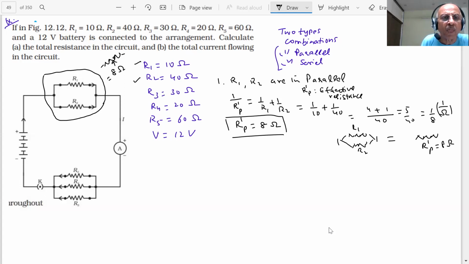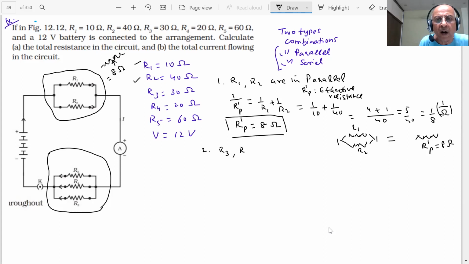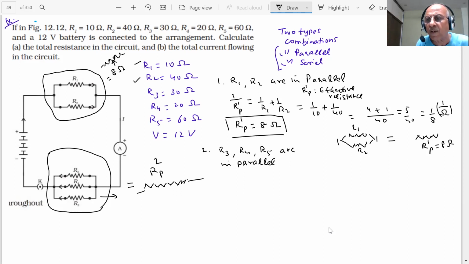Let me see the second part. Can you see this part? Tell me, these three are connected in series or in parallel? So they are parallel. R3, R4, R5 are in parallel. So can I replace these 3 by 1 resistor, student? 1 resistor, which I am saying RP2. This was RP1.